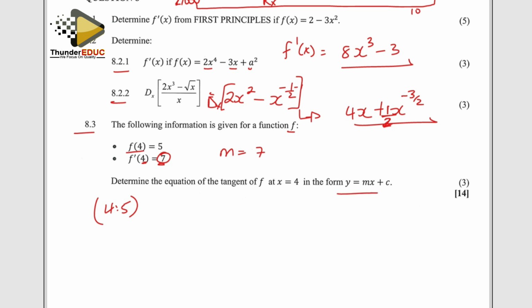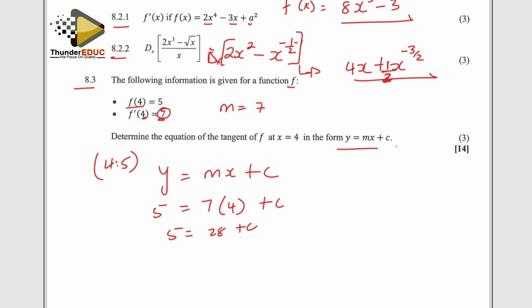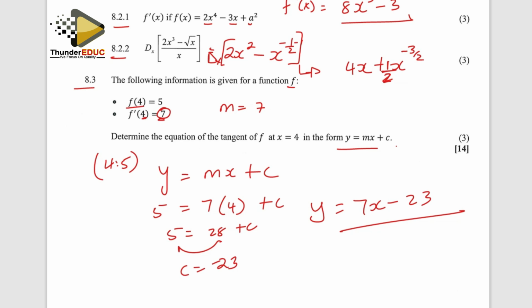Now they want us to get the equation of the line. So we know that y is equal to mx plus c. So that is 5 is equal to 7 into 4 plus c. 5 is 28 plus c. Okay, we move the 28 that side. What is 5 minus 28? I'm getting negative 23. Okay, so c is negative 23. So which means the equation in this case is going to be y equals 7x minus 23. All right, so guys, that is question number 8. Let me just fix this. It's a half, guys. No?